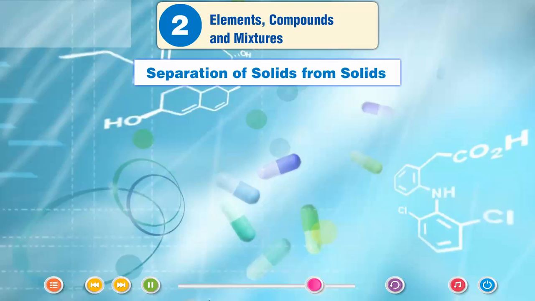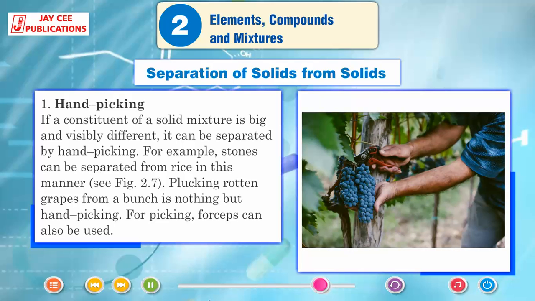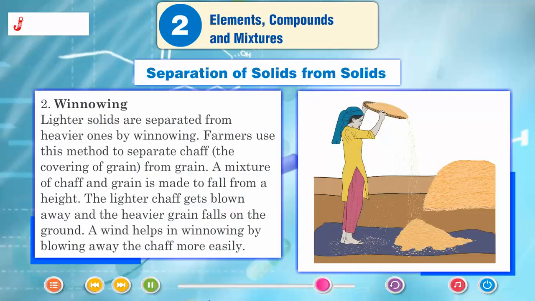Separation of solids from solids. Handpicking. If a constituent of a solid mixture is big and visibly different, it can be separated by handpicking. For example, stones can be separated from rice in this manner. See figure 2.7. Plucking rotten grapes from a bunch is nothing but handpicking. For picking, forceps can also be used.